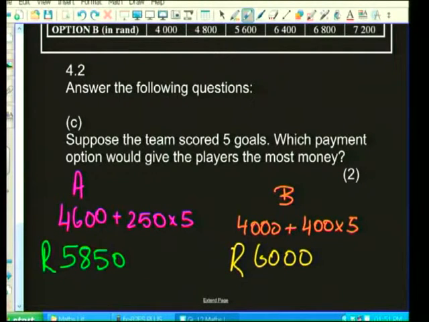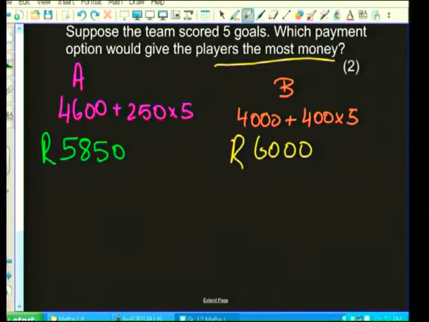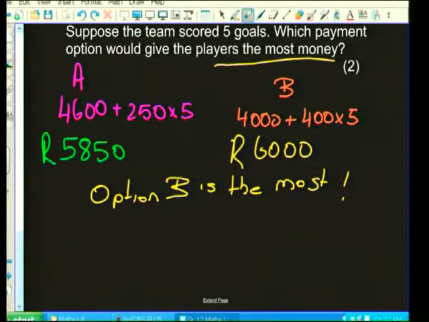Now the question is, suppose the team scored 5 goals. Which payment option would give the players the most money? Need to go back and reread the question. So which is the most? Then option B is the most. So that is the best because that's a higher amount of money.